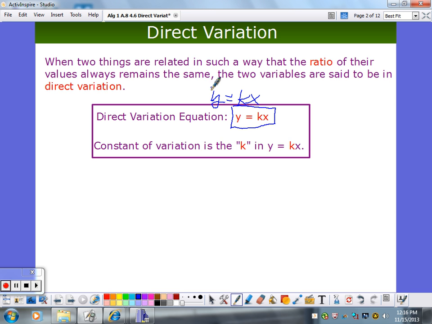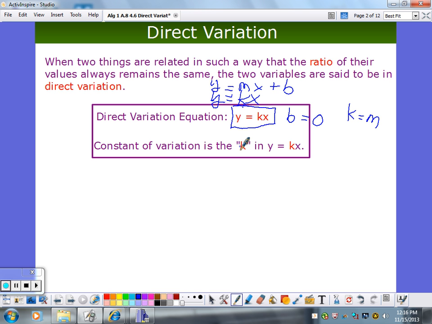What does this look a little bit like? It sure does. It looks a little bit like y equals mx plus b. Except, what do I know here? What is m? m and k are the same thing. And what's b? Zero. So k is the same as m, and b is 0. k has a special name in a direct variation. We call it a constant of variation.